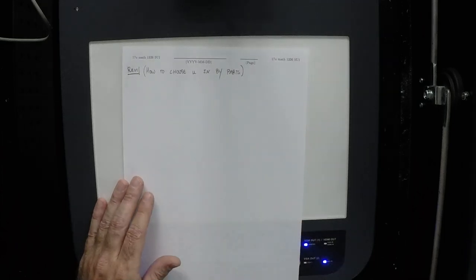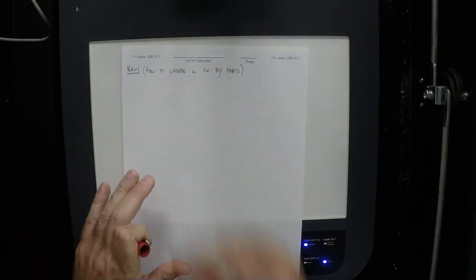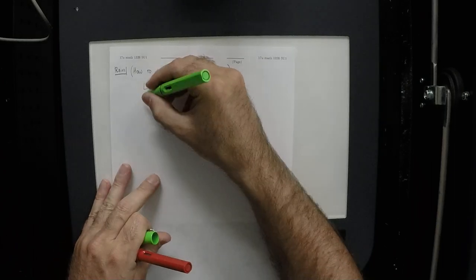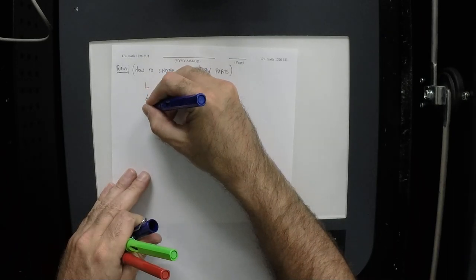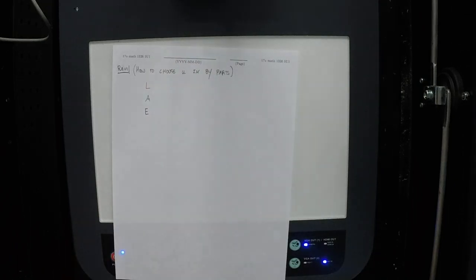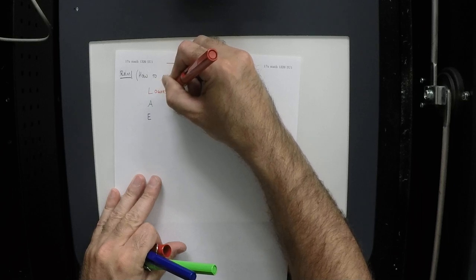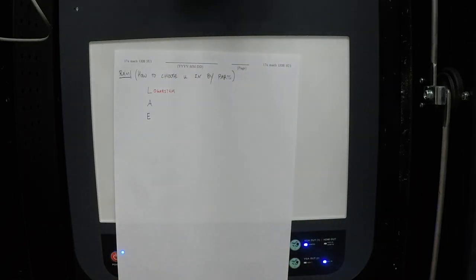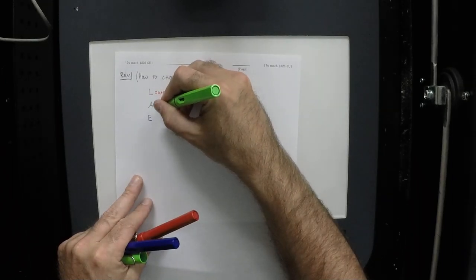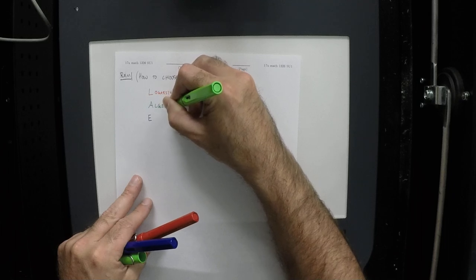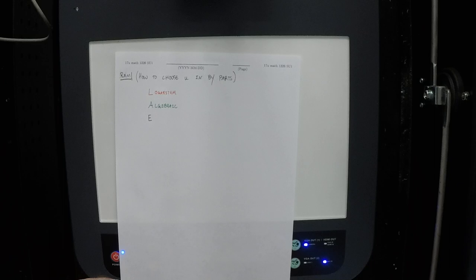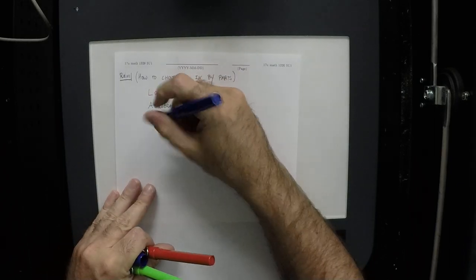Okay. So there's an initialism. It is L A E. These stand for something. L stands for logarithm. A stands for algebraic. And E stands for exponential.